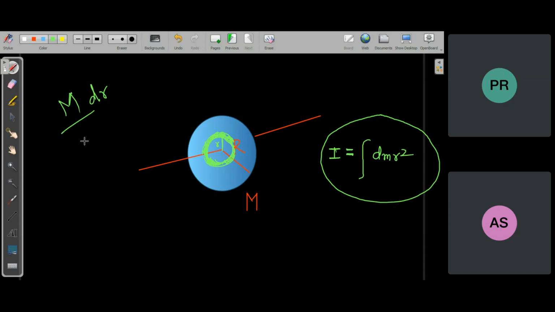So then what will you write? We can take M by pi r square, sir. Pi r square, it should be, into dr. Again wrong. You will write 2 pi r dr as the area of the ring. Yes, sir. Mass per unit area multiplied with the area of the ring, right? Yes, sir.